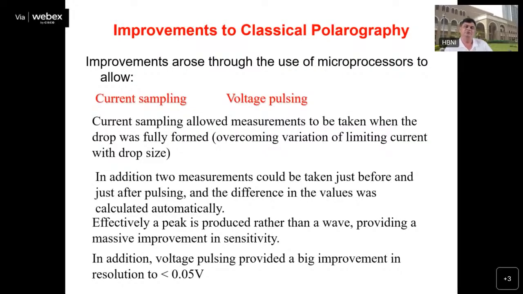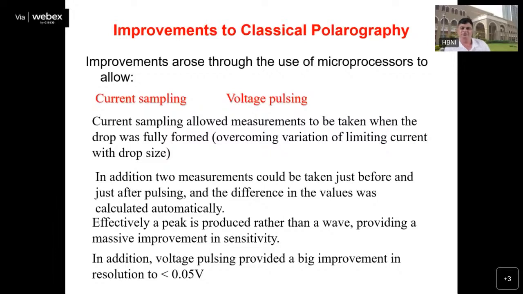Then how have we brought about improvement in classical polarography? It has been improved by improving the techniques by which we do the current sampling while giving the various voltages, that is, the pulsing voltage. Improvement arose through the use of a microprocessor, which allows current sampling and voltage pulsing. The current sampling allowed measurement to be taken when the drop was fully formed.